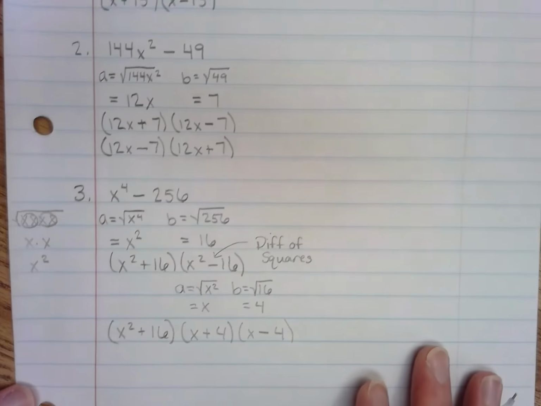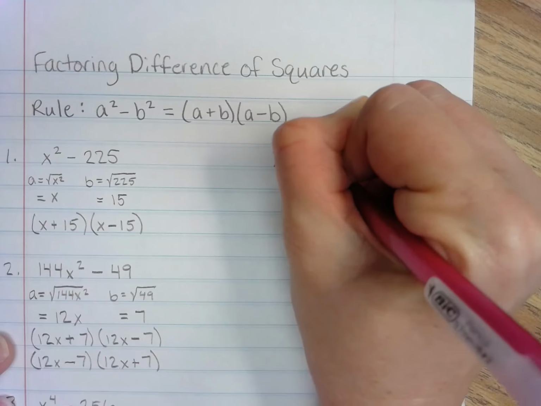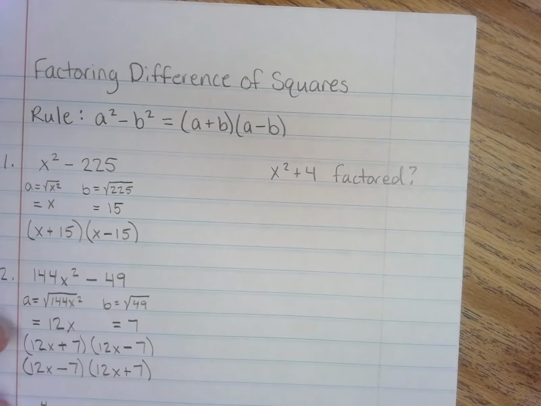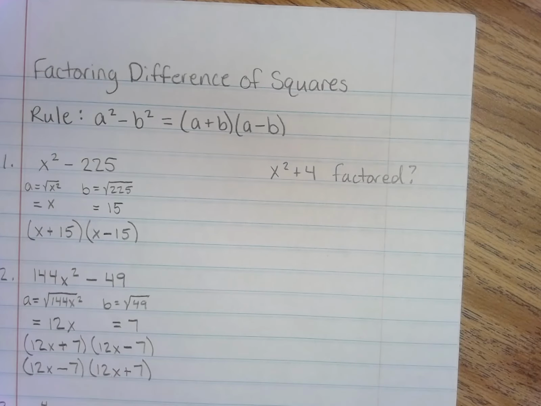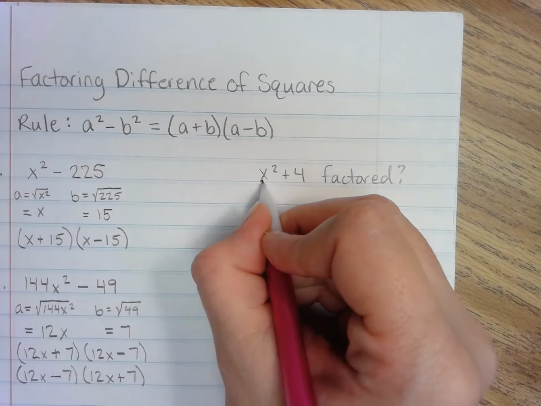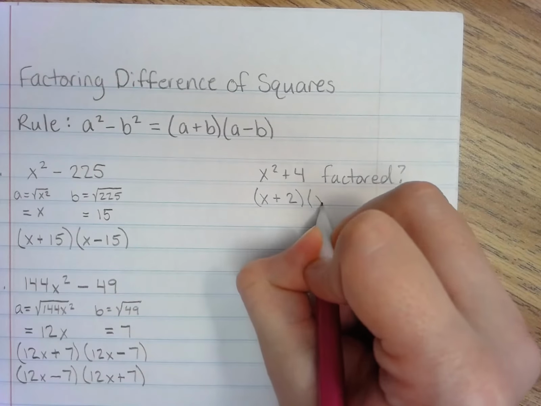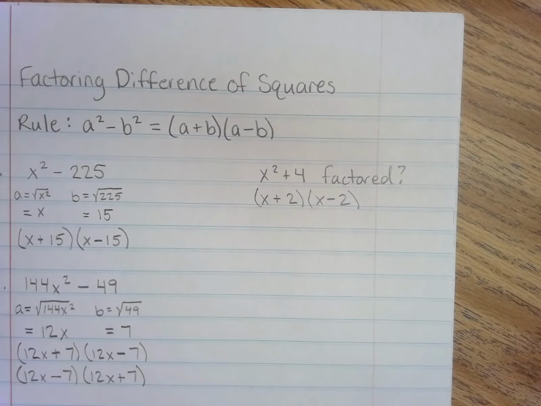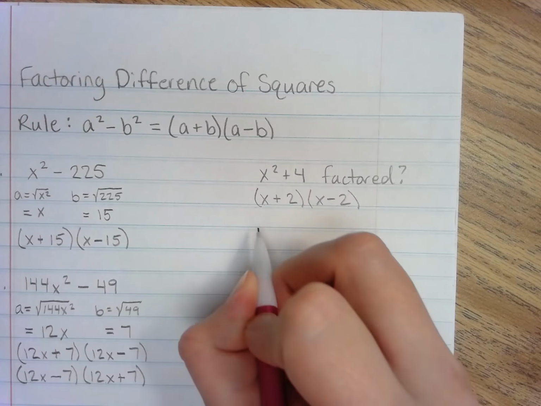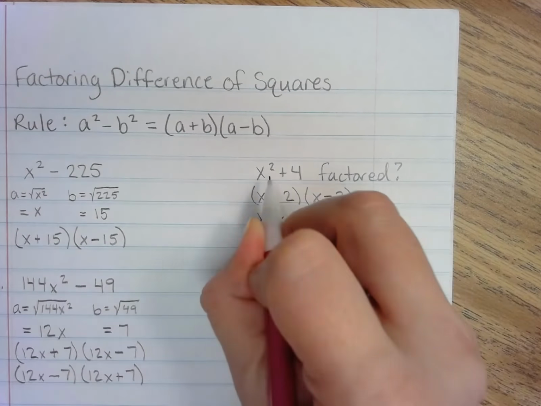So let's look at the sum of squares. If we took maybe x squared plus 4, can that be factored? Well, let's just try first of all what we've been doing, where we take the square root of the first term, take the square root of the last term, and make our parentheses. So that would be x plus 2, x minus 2. And we can check that by distributing it back together. So let's try x times our x minus 2 and 2 times our x minus 2. So distribute it back together, and if it works, we should get back to our original problem.